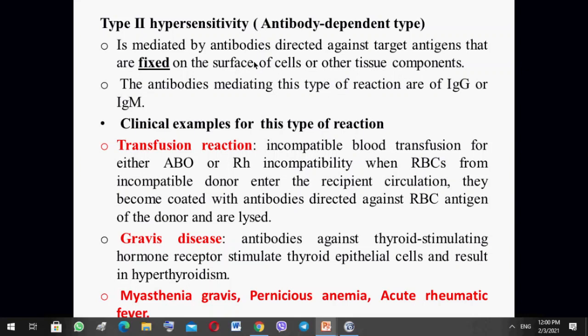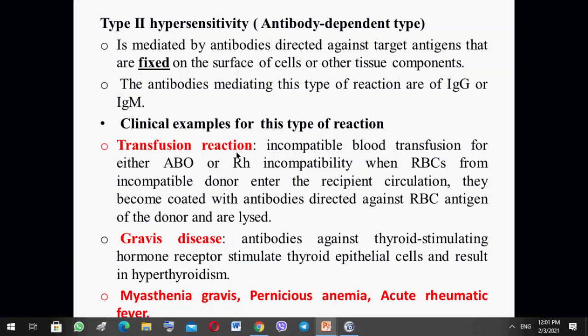This reaction is mediated by antibodies directed against antigens that are fixed on the surface of the cells or in the tissue components. يعني a type 2 hypersensitivity reaction, the cause of this reaction are antibodies. Okay, and these antibodies will react against certain antigens, and these antigens are present either on certain cells or they are present in some tissues or tissue components.